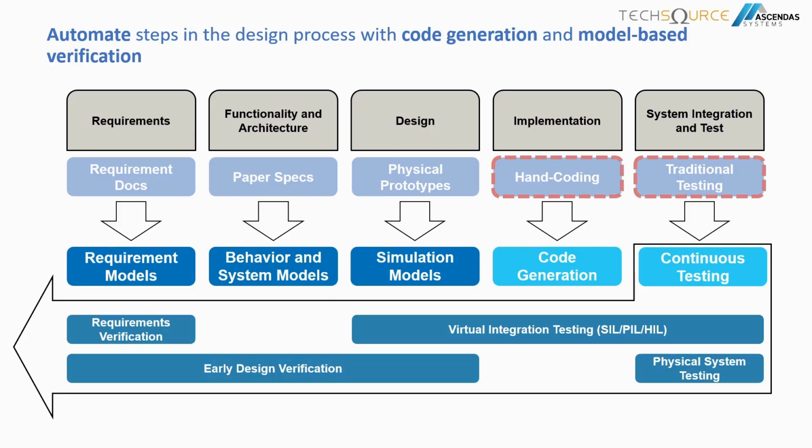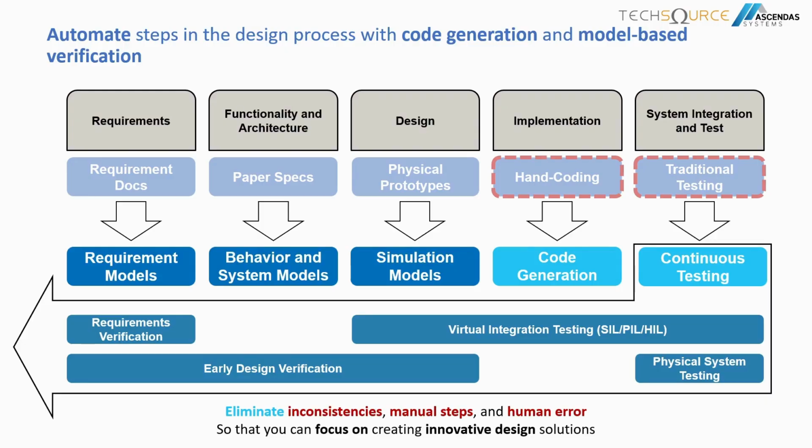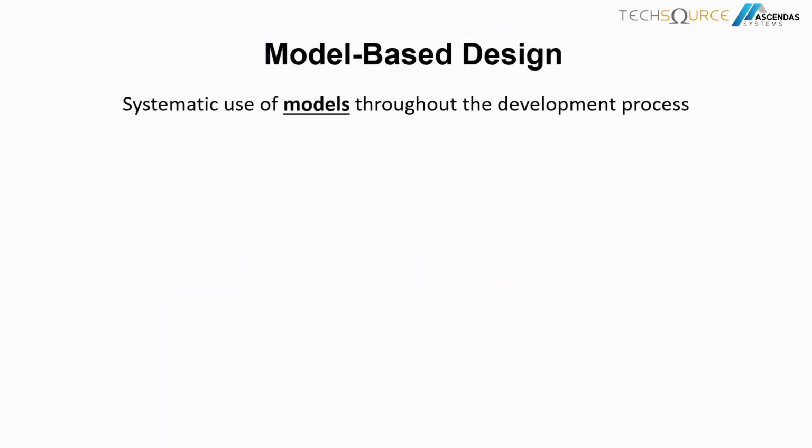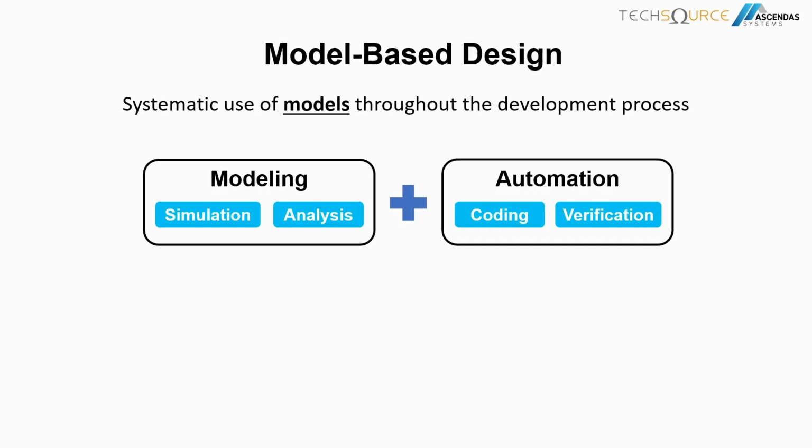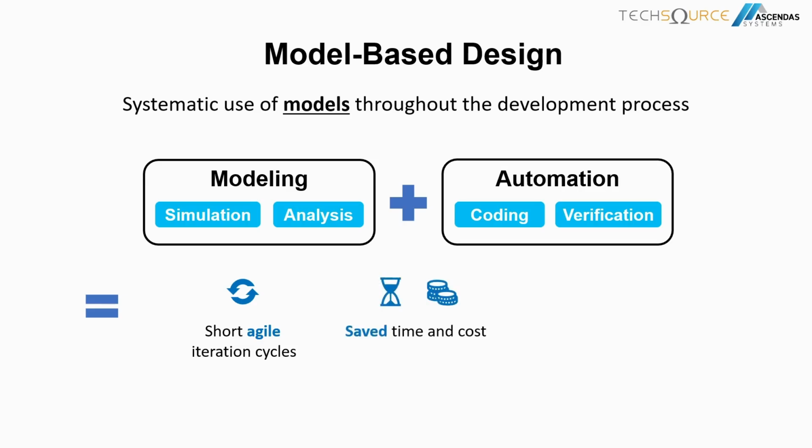Modeling and automation allow you to eliminate inconsistency, manual steps, and human error from your development workflow so that you can focus your time on what truly matters, which is creating innovative design solutions. In summary, modeling and simulation enable short and agile iteration cycles, save time and costs, and ensure the deliverability of the products with minimal defects and high quality results.